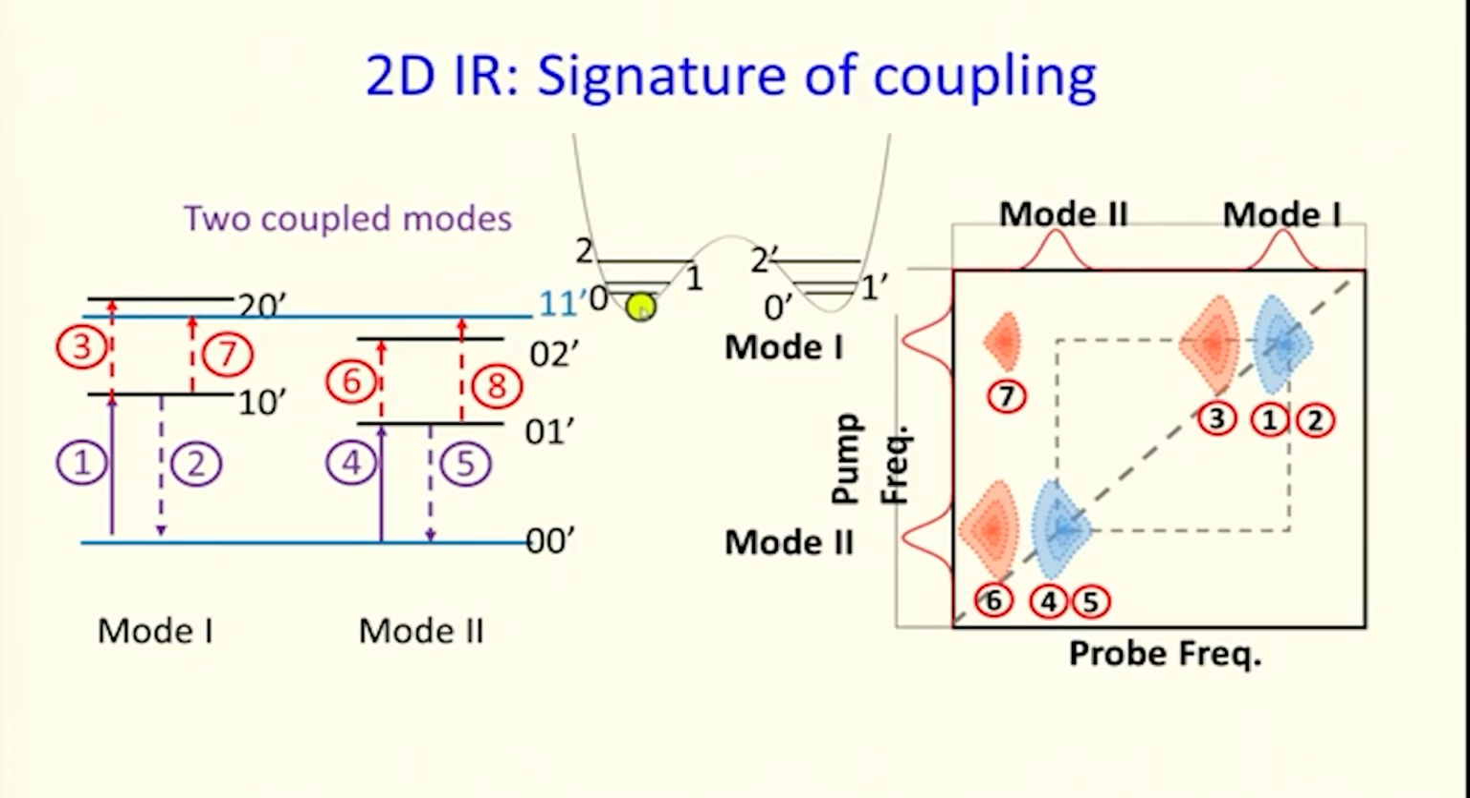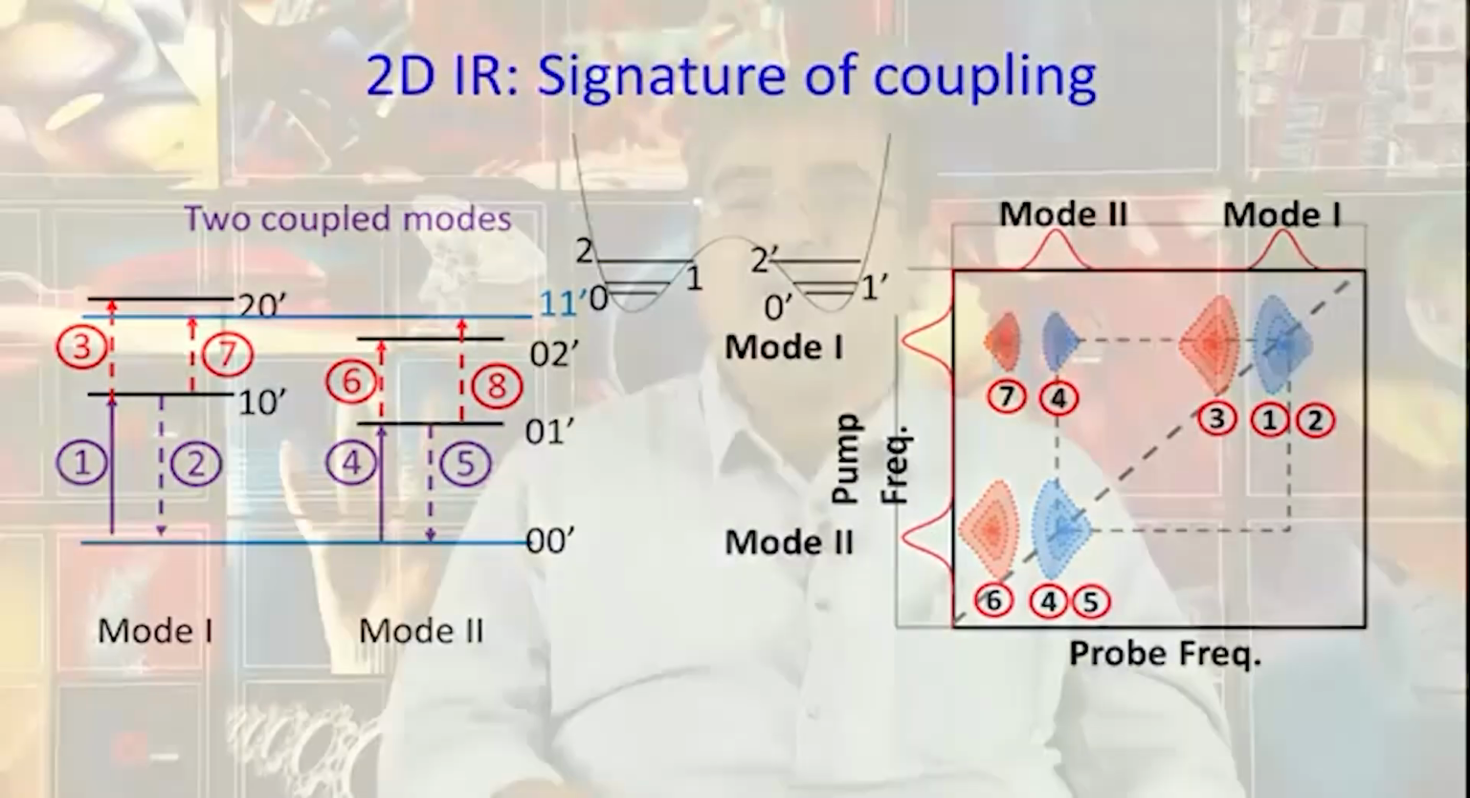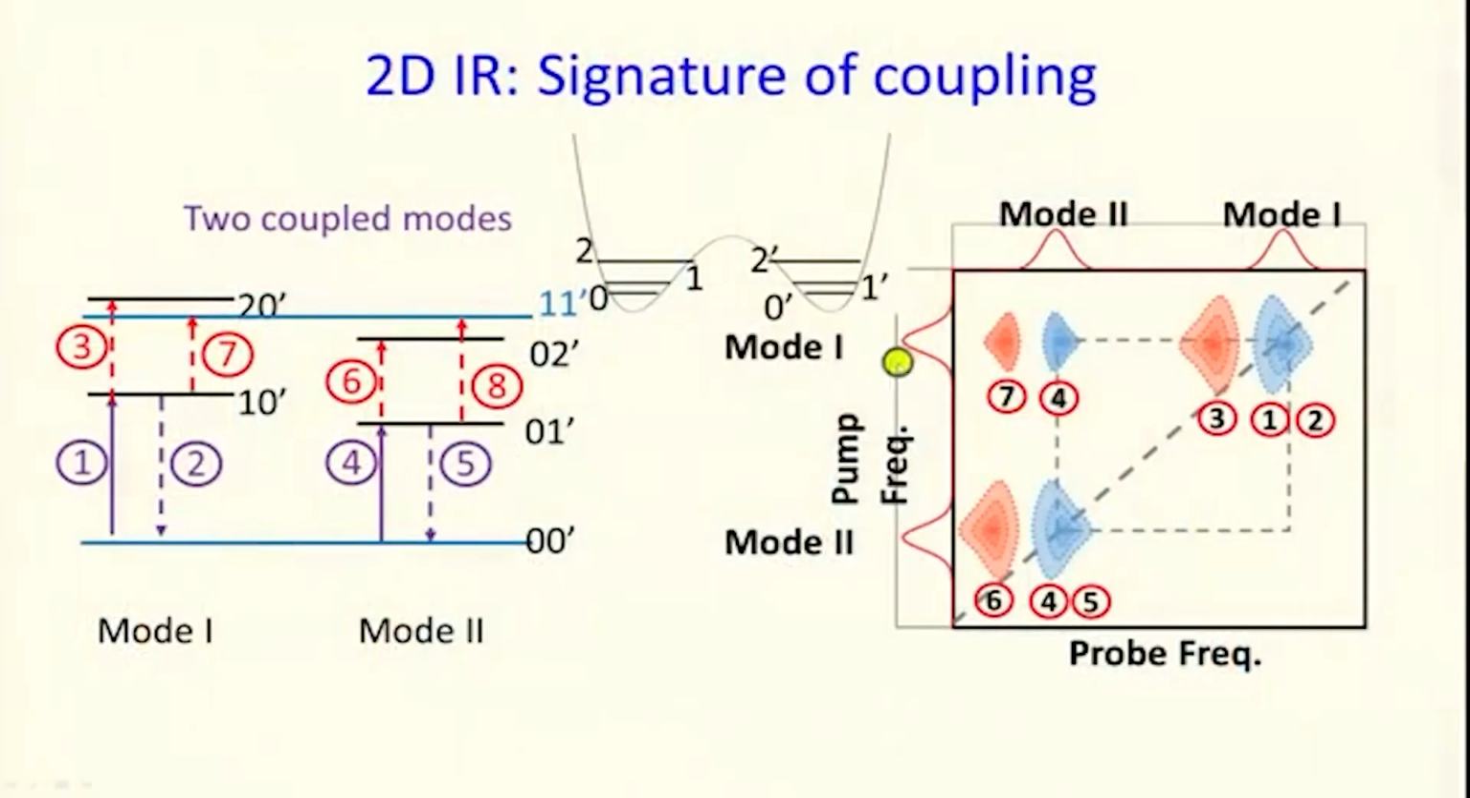So 0-dash to 1-dash promotion is manifested in two things. One is transient absorption, that is pathway 7. The second thing is again ground state bleach. So here we get another positive-negative signal, but this time it is off diagonal. We have pumped mode 1 and we have got in the probe a signature that we expect when we pump mode 2.